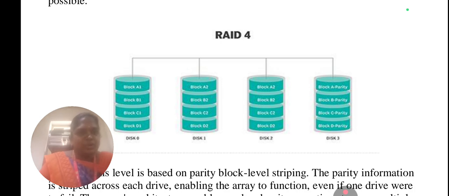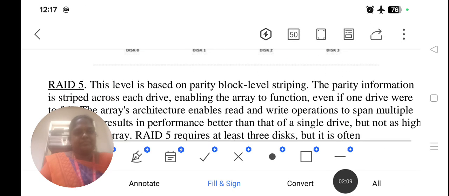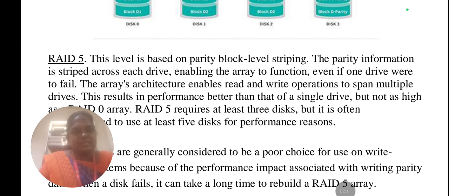For every block A there is one parity, for every block B the parity for B, every block of C has a C parity, and every block of D has a D parity. That is RAID 4. Then RAID 5: this level is based on parity block level striping. This is block level striping.